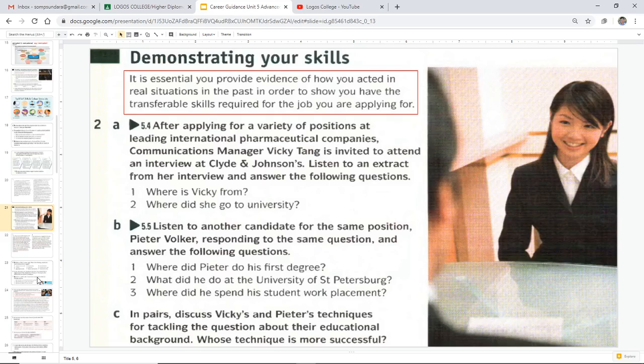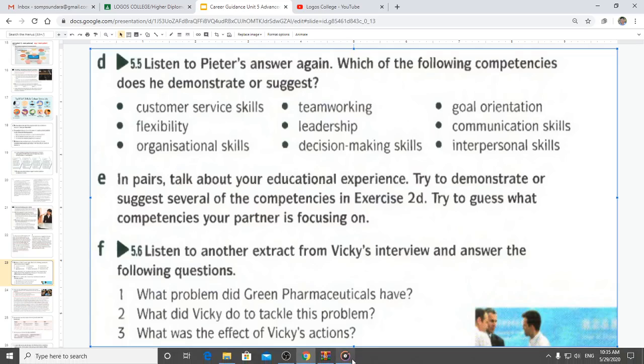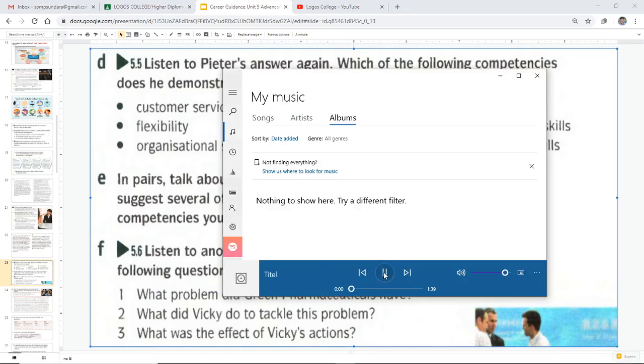Right? So we're going to listen to this extract. What problem did Green Pharmaceuticals have? What did Vicky do to tackle this problem? And what was the effect of Vicky's actions? All right, let me find this audio for you. Here we go. 5.6.